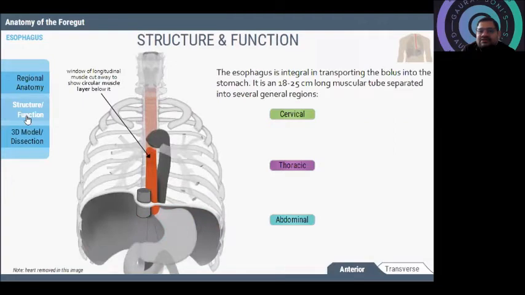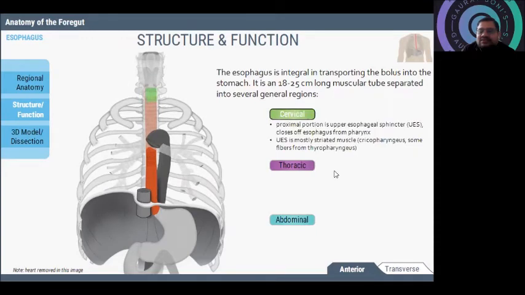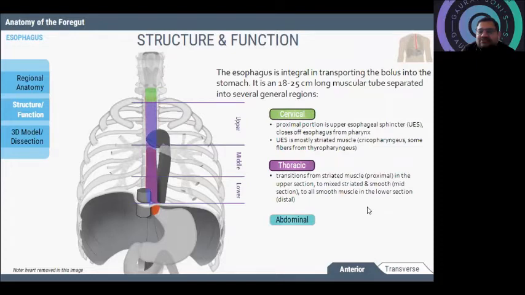Now on the structure, the esophagus is integral in transporting the bolus into the stomach. It is an 18 to 25 centimeter long muscular tube and has three parts. The cervical part is the proximal portion. Then the thoracic part is a transitional phase from striated muscle proximally in the upper section, to mixed striated and smooth, and to all smooth in the lower section. So all three types of muscle are found in the thoracic region. Then the abdominal part has only smooth muscle. So these are the three parts of the esophagus.